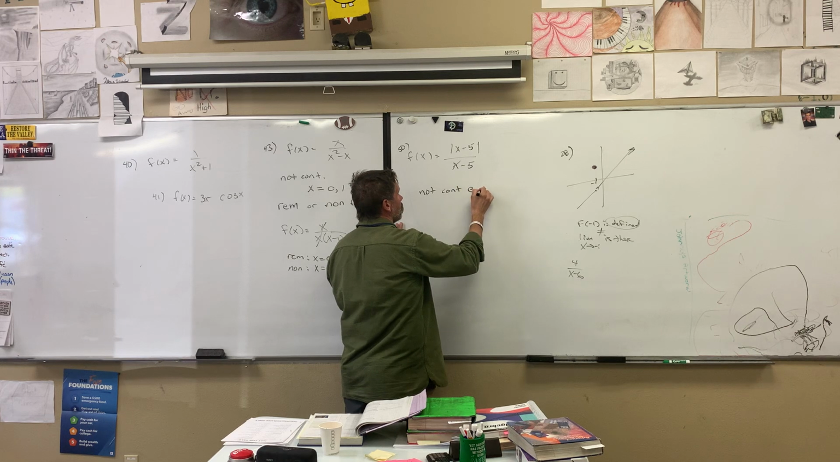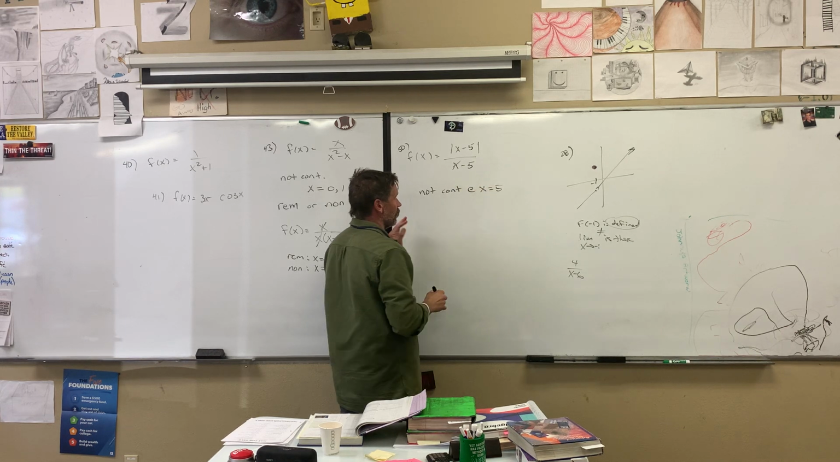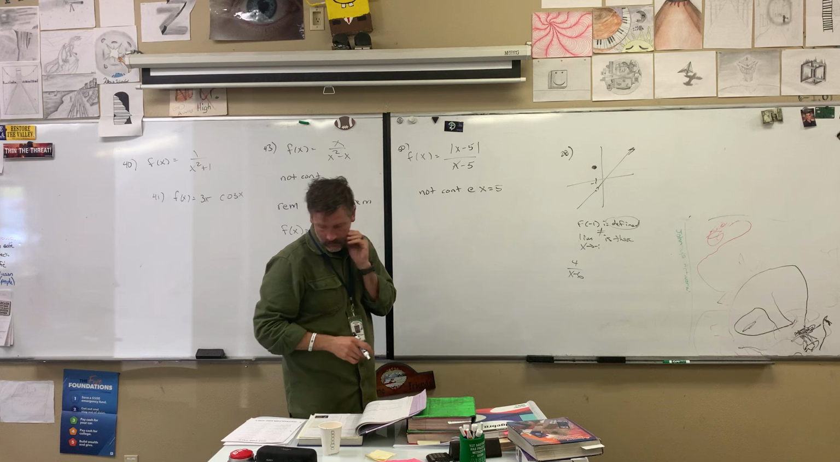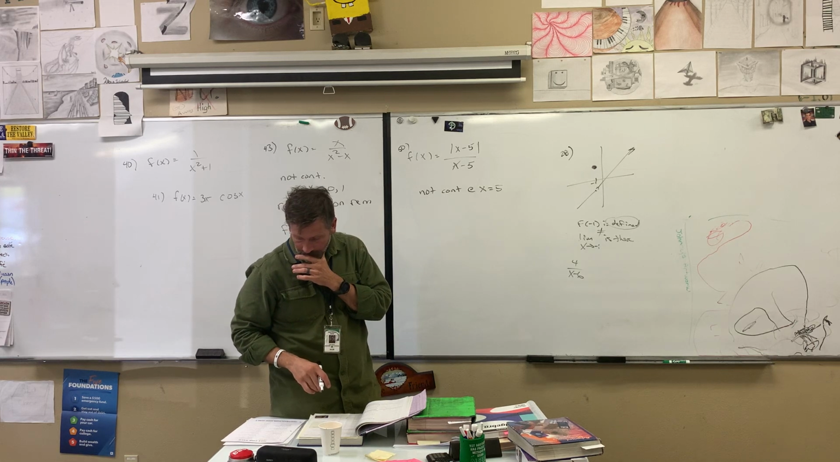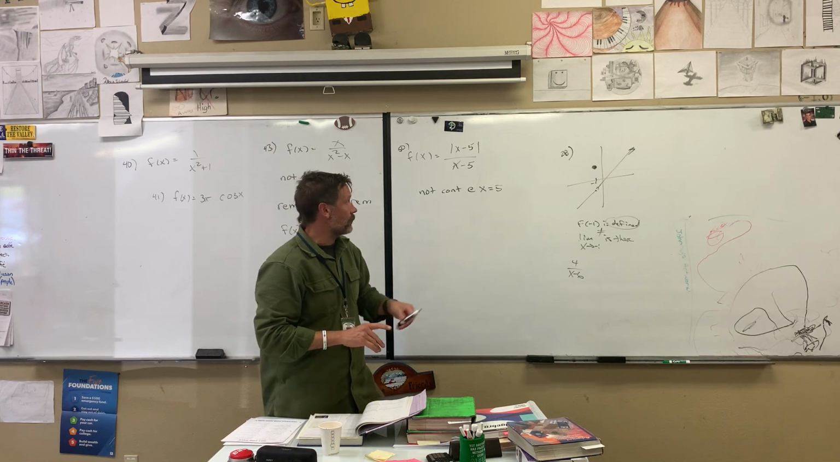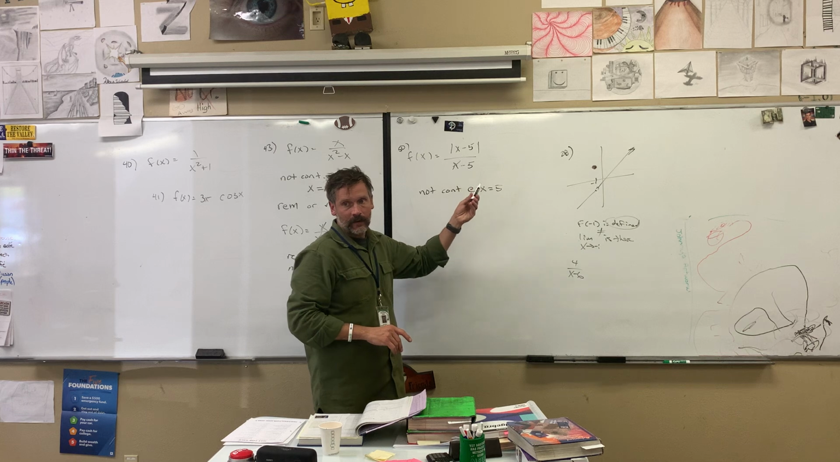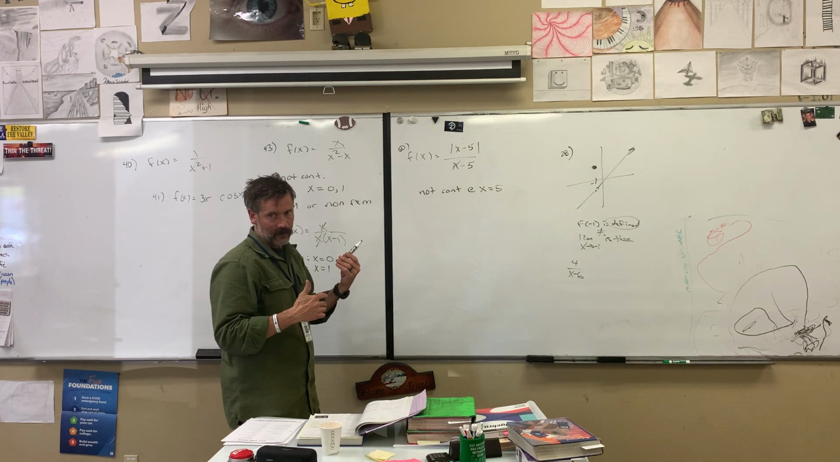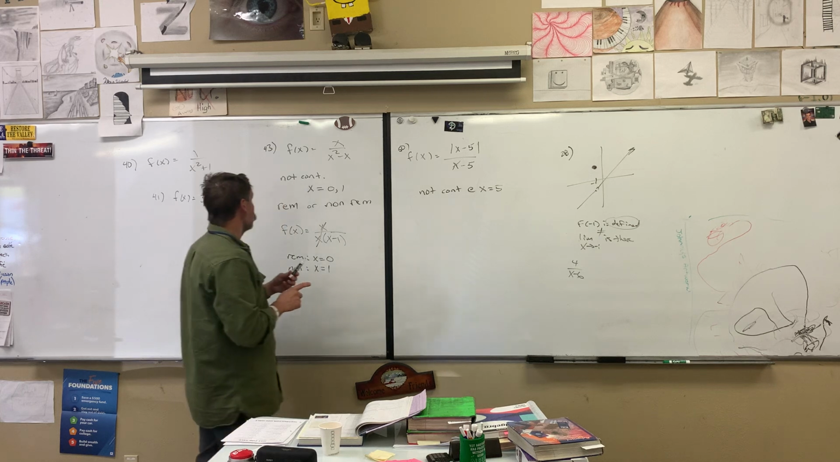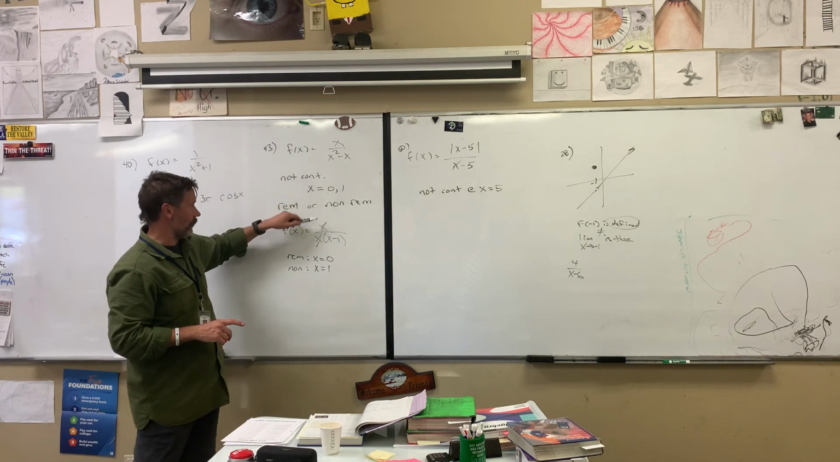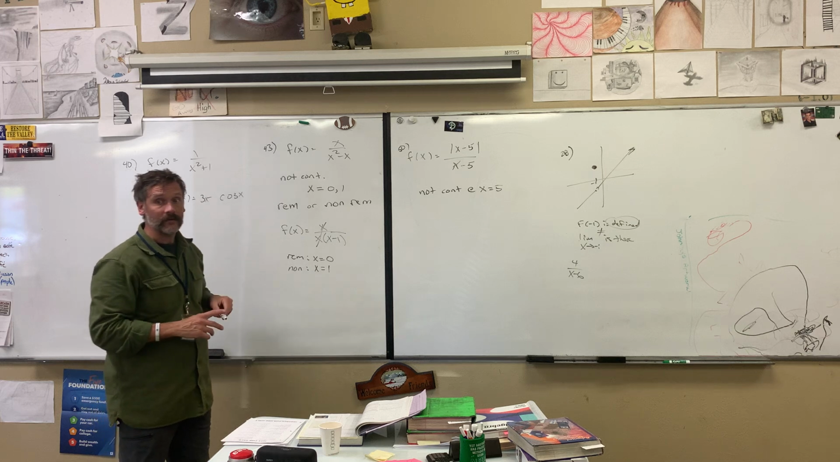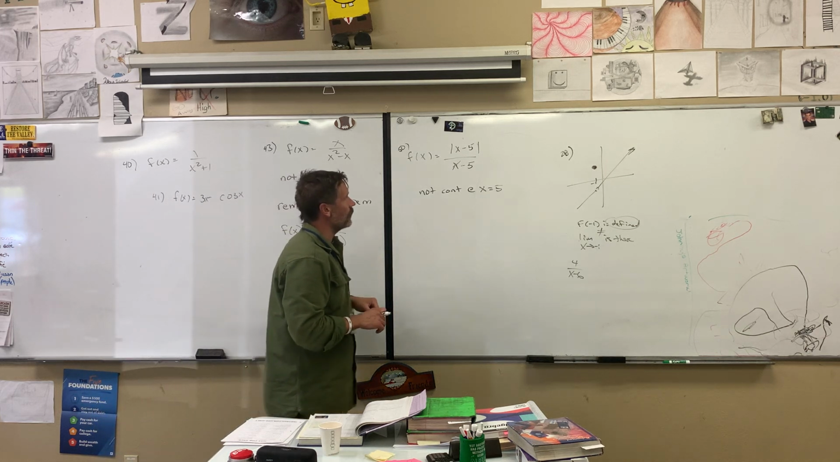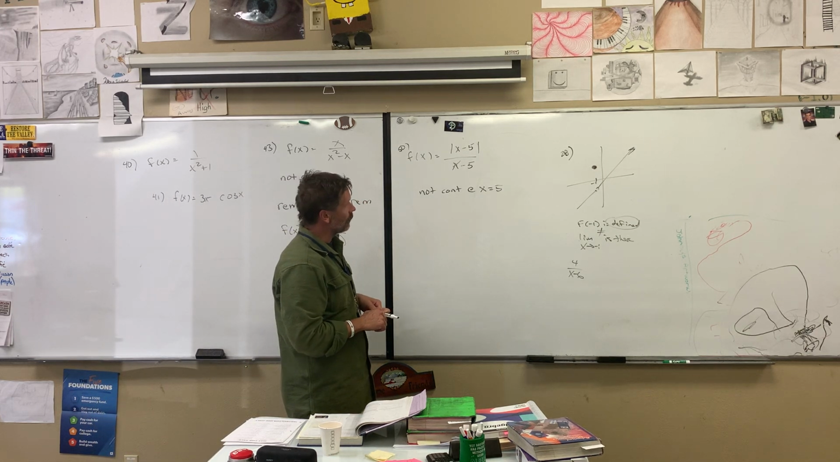At where? X equals 5, right? So then the question is, is it removable or not? Tricky here, because we want to say, oh yeah, those cancel, right? But one's absolute value, one's not absolute value, so they're not the same function. Before, x and x were the exact same thing. So is it removable or not removable?